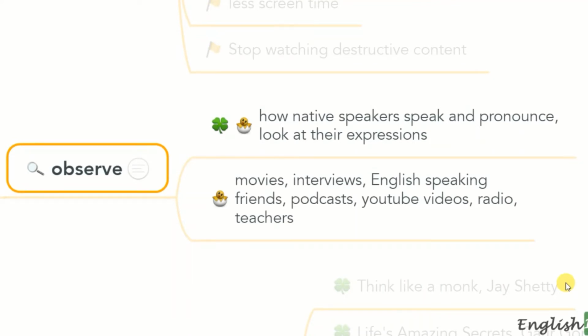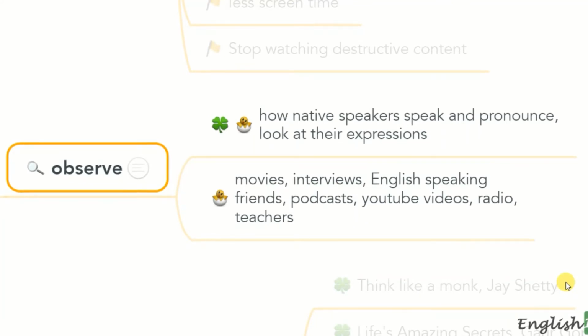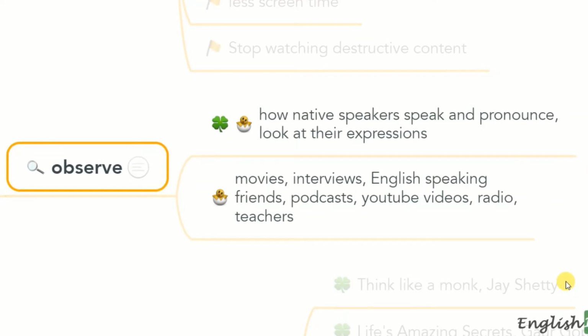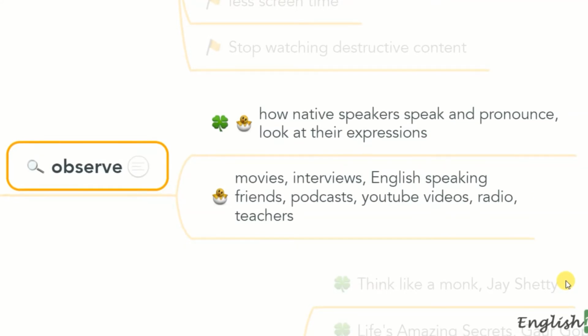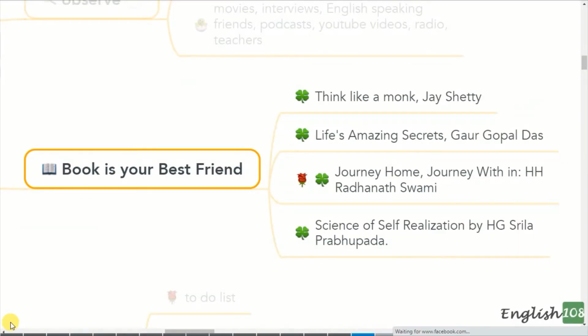Observe them. Listen to podcasts, watch YouTube videos, and maybe radio in your car, or teachers who teach you the language, right? So, observe them, observe their pronunciation, observe their choice of words, observe their expressions, right? So yes, let's get this right.